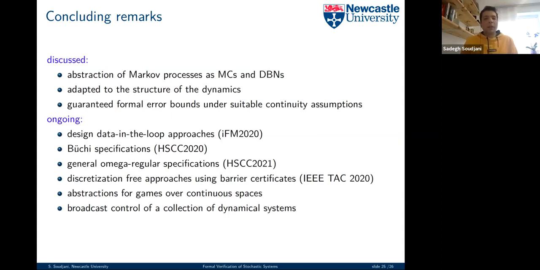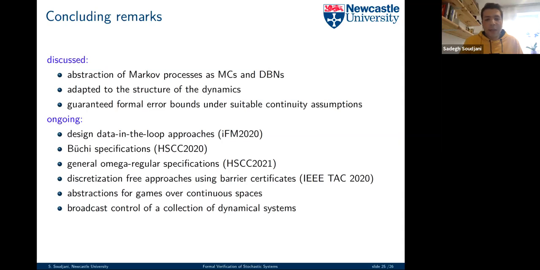In general, currently I'm working on how to use data to check specifications on dynamical systems. I'm working on extensions of these techniques to infinite horizon specifications like Büchi specifications, GR1 or omega regular specifications. And I have some results already published or under submission. There are also some directions on using discretization-free approaches, for example, approaches that don't need discretizing the state space.